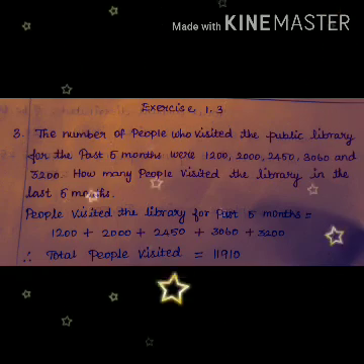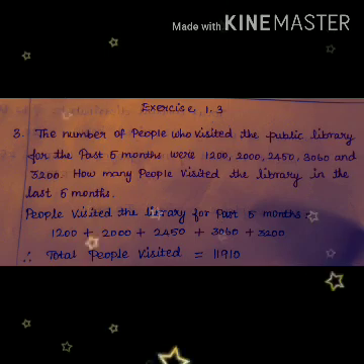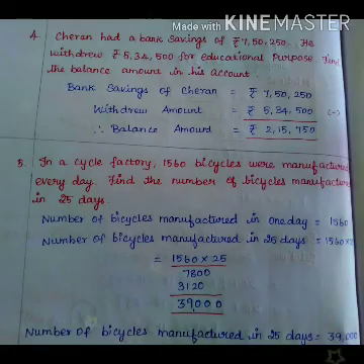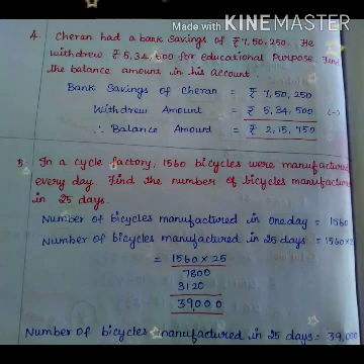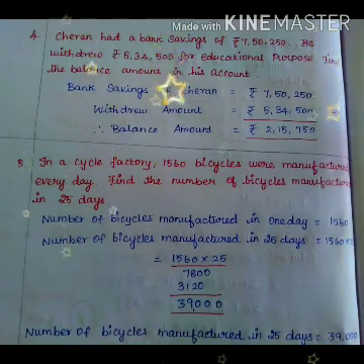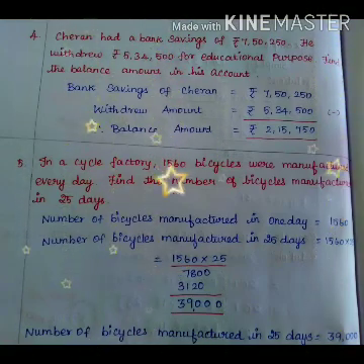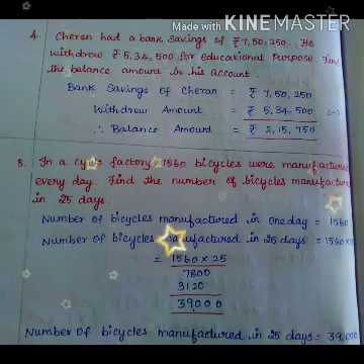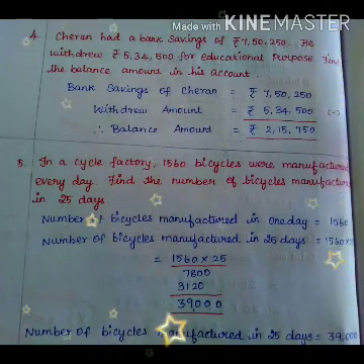11,910. The total people visited the library is 11,910. Okay, now next question. Charan had a bank saving of rupees 7,50,250. He withdrew rupees 5,34,500 for educational purpose. Find the balance amount in the account.